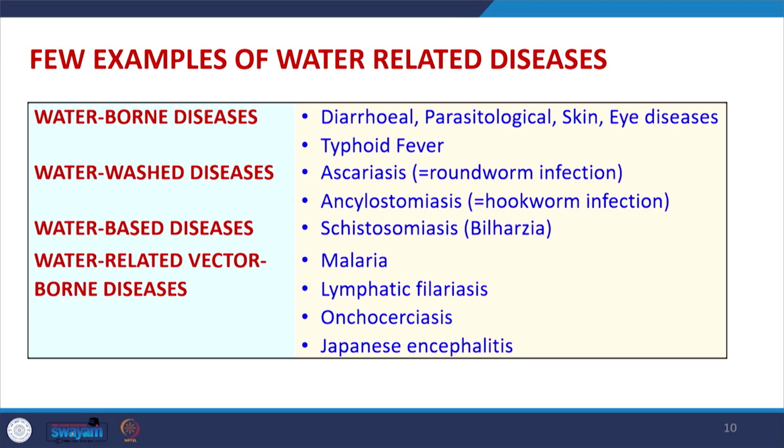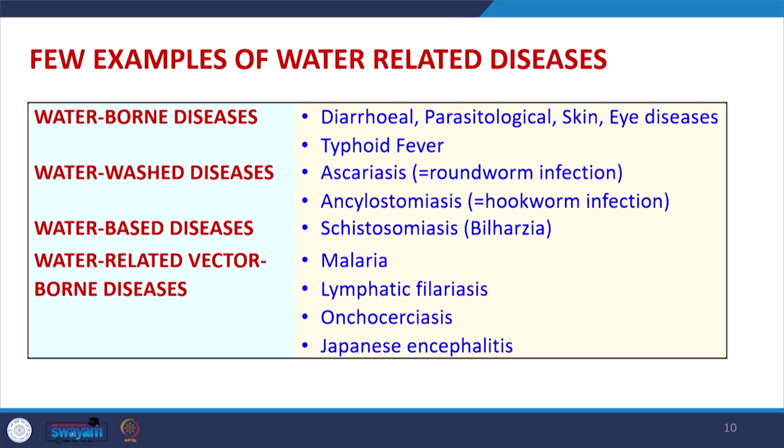Examples are given here. Water borne diseases include diarrhea, parasitological and other skin and eye diseases, typhoid fever, etc. Then there are water wash diseases, the roundworm and hookworm infections. Then we have water based diseases, bilharzia being one of the examples. Then water related vector borne diseases, the various vectors which depend upon water, like malaria and lymphatic filariasis. Then there are other types of water related vector borne diseases.